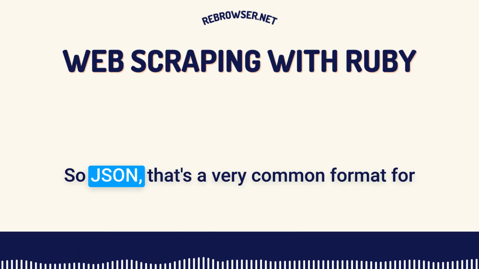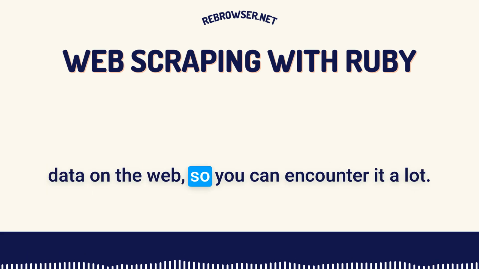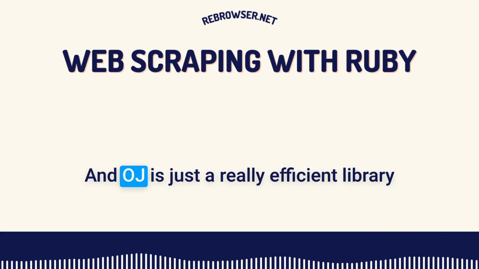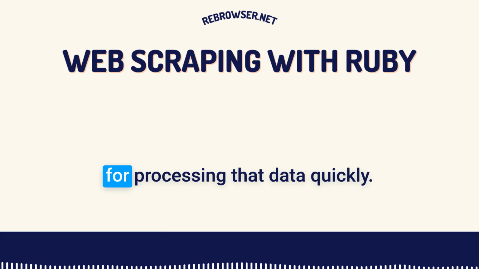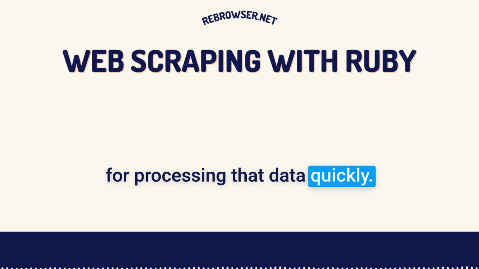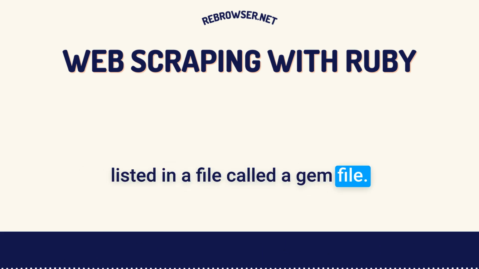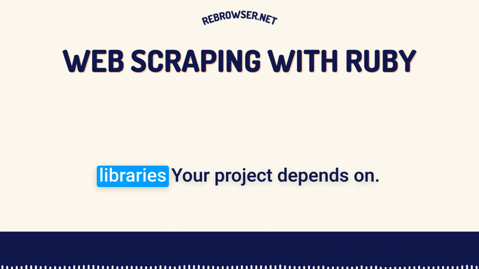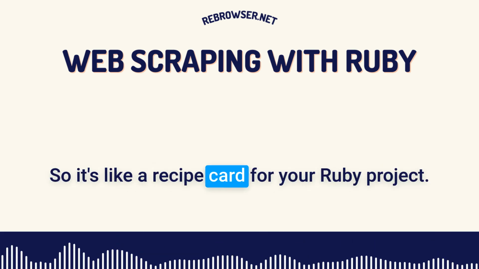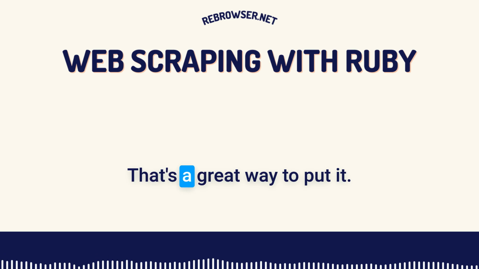Right. So JSON, that's a very common format for data on the web, so you can encounter it a lot. And OJ is just a really efficient library for processing that data quickly. And all of these gems, they're typically listed in a file called a Gemfile. And that's how you tell Ruby which libraries your project depends on. So it's like a recipe card for your Ruby project. Exactly. That's a great way to put it.